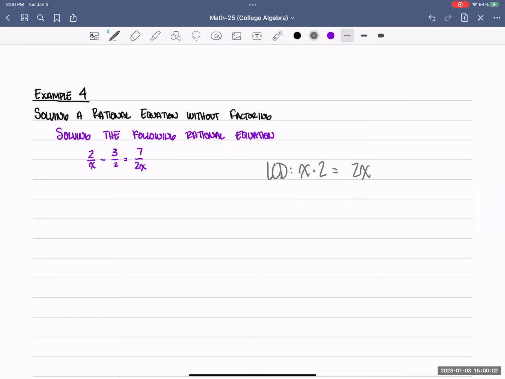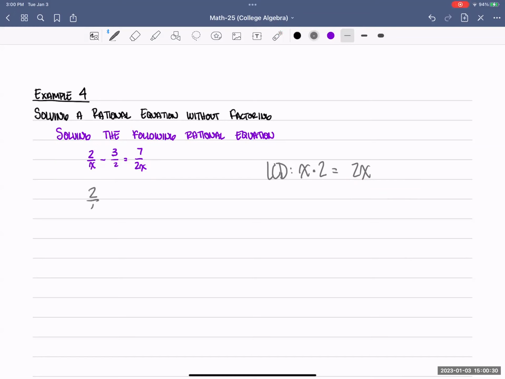So 2x, all right, starting over, 2x divided by x. Fractions are cleared, good. 2x divided by 2 is x, fractions are cleared there too. And lastly, 2x divided by 2x. Fractions are cleared there as well, so we are fine. So what we're going to do is multiply both sides by 2x and see what we end up with.